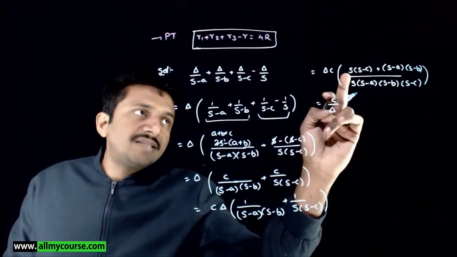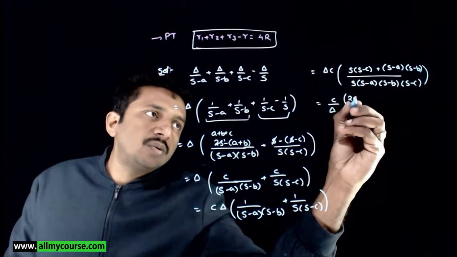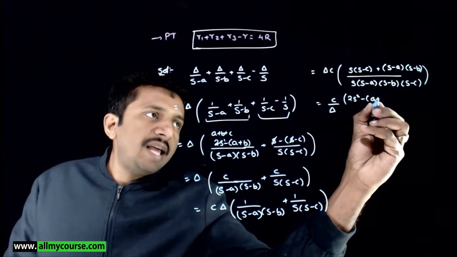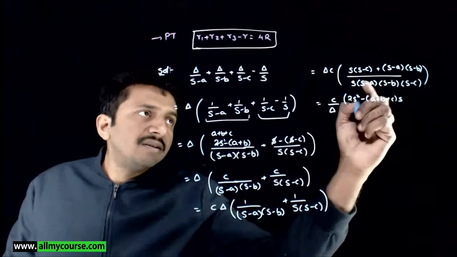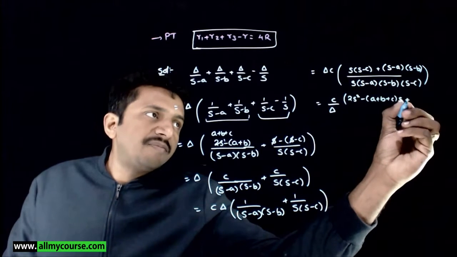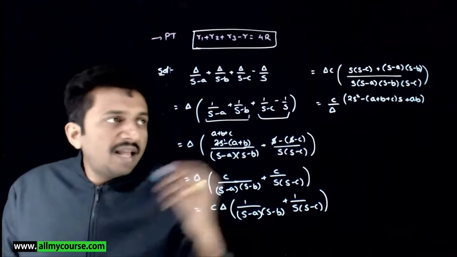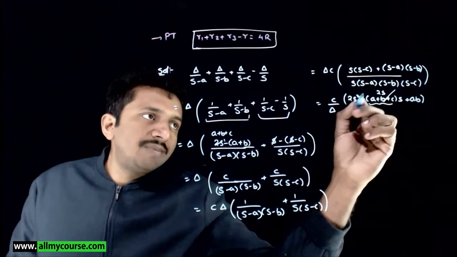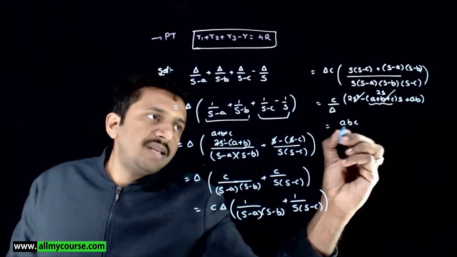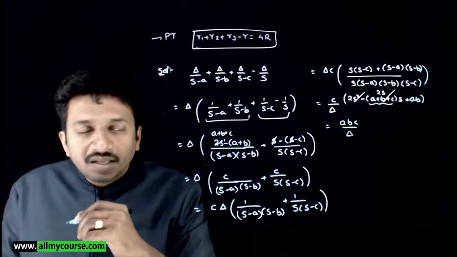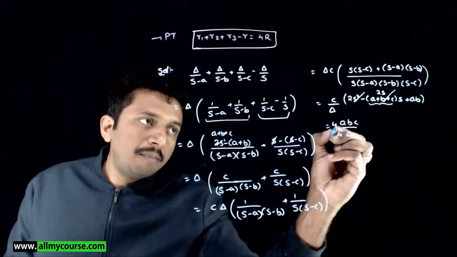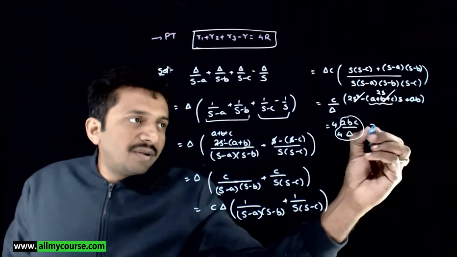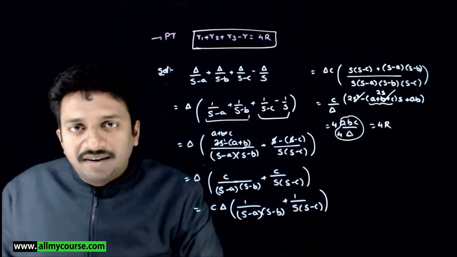So let us try to simplify this. S square plus S square, you have 2S square minus CS minus AS minus BS. That is minus of A plus B plus C times S plus AB. So these are the terms that you have. And A plus B plus C is nothing but 2S. So you get 2S square minus 2S square. These 2 terms are getting cancelled. So you're getting ABC by delta. And I can write this as into 4 by 4. And ABC by 4 delta is nothing but capital R. So you get 4 times capital R, which is the RHS.